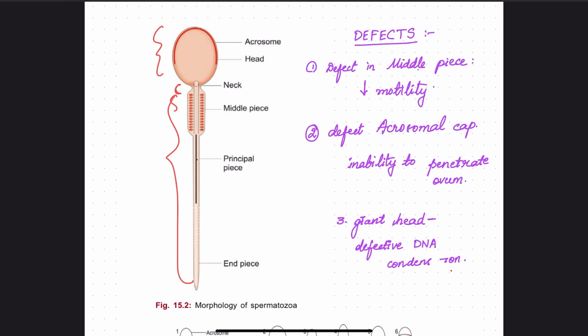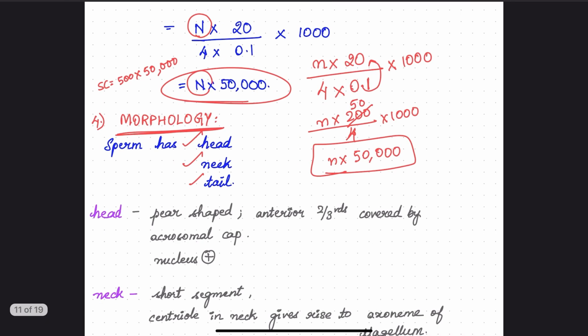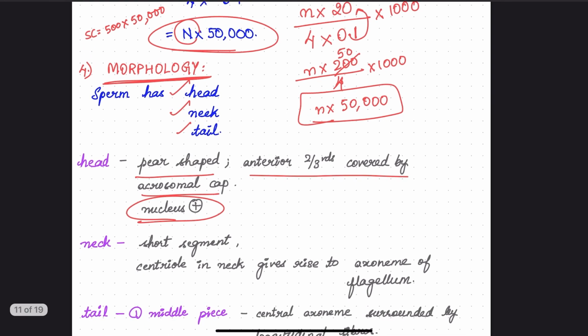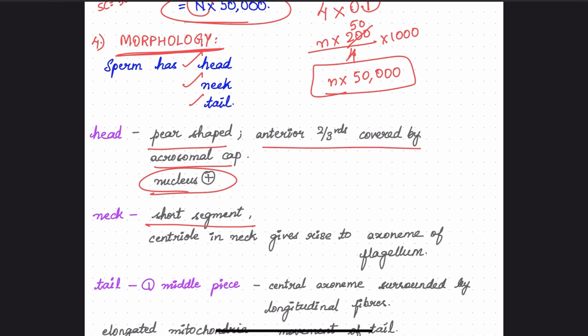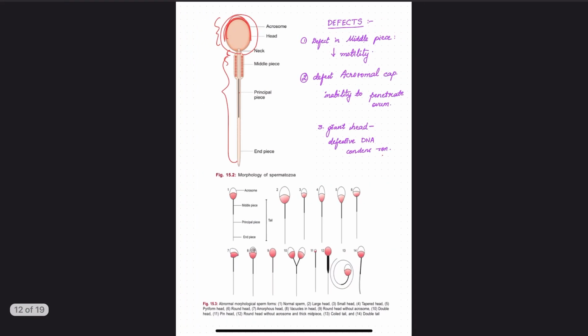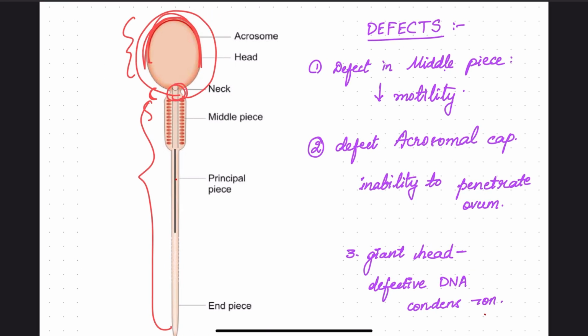The head is normally pear-shaped. The anterior two-thirds is covered by the acrosomal cap. The head has a nucleus, with DNA present within the head. The neck is short. It has the centriole, which gives rise to the axoneme of the flagellum. This is the neck, a short segment. This is the centriole. It continues as the axoneme of the tail.